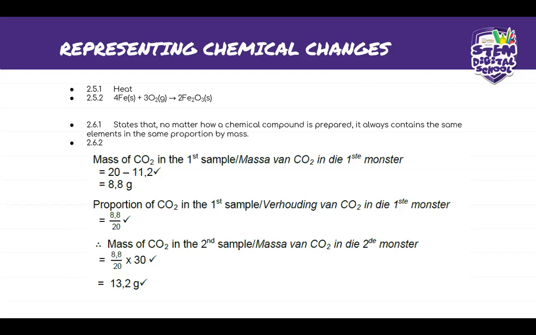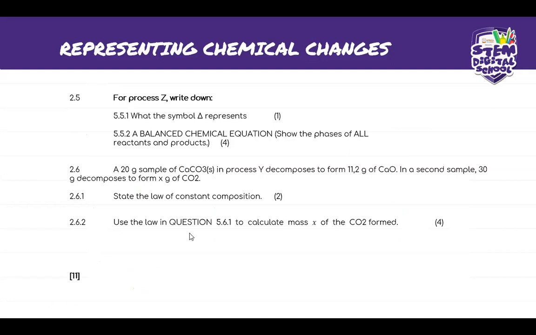Okay, so we're moving on to 2.6.1. Let me check the question instead of the answer. So we're on 2.6. It says a 20-gram sample of CaCO3 in process Y decomposes to form 11.2 gram of CaO. In a second sample, 30 gram decomposes to form X gram of CO2. Now they want us to state the law of constant composition.